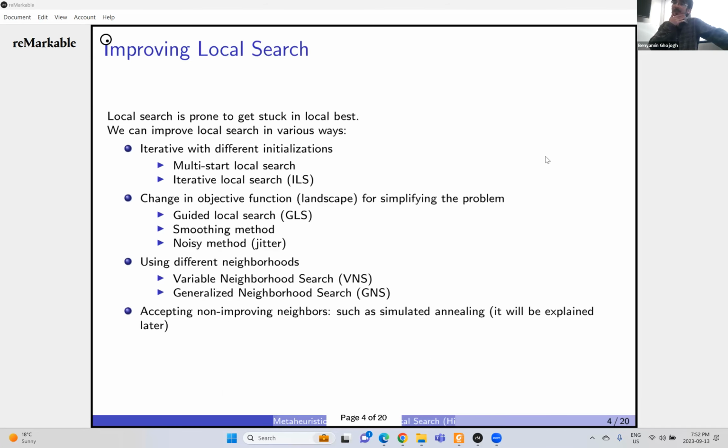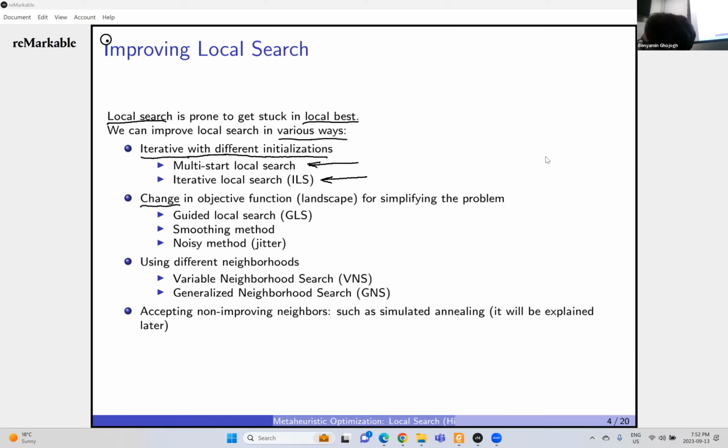Okay. Now let's improve the local search, not to get stuck, at least as much as it can. Of course, it never can get perfect, but let's improve it. So as I said, local search is prone to get stuck in local best. We can improve local search in various ways. One of them is iterative with different initializations. So for this, we have two algorithms: multi-start local search and iterative local search.